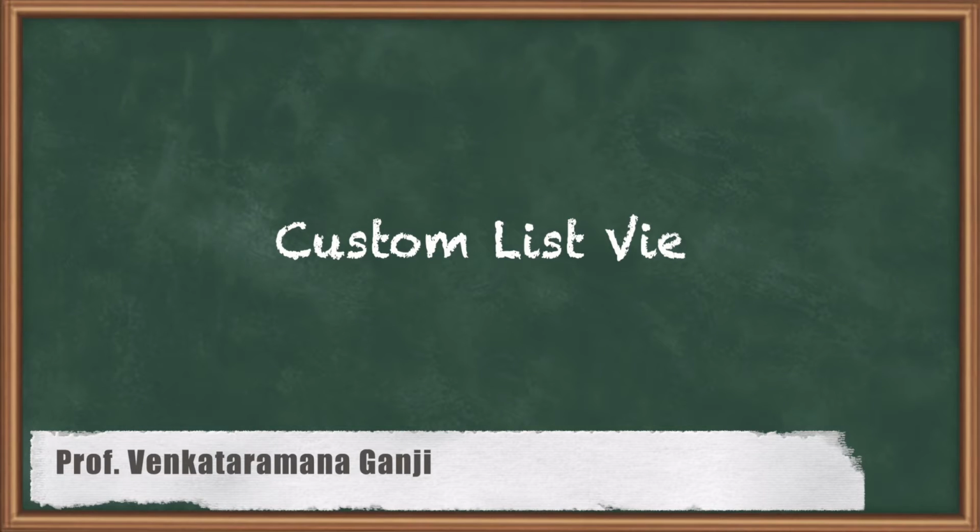Hello viewers, welcome back. In our previous session, we discussed a simple list view where you can see only the names for every list item, meaning the text views for every list item. In this session, we are going to discuss an image along with the text.